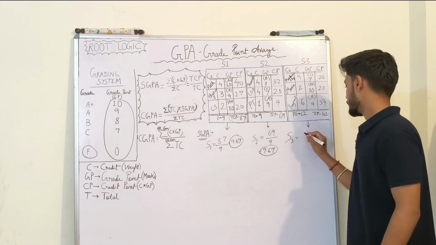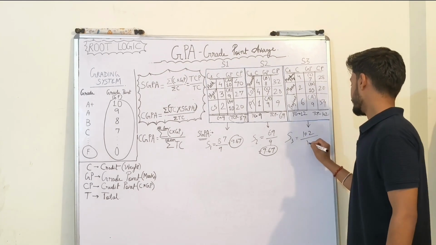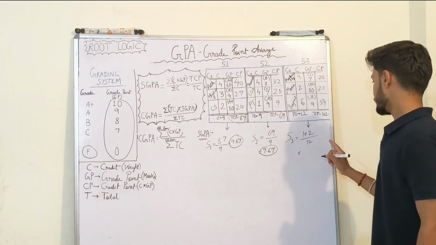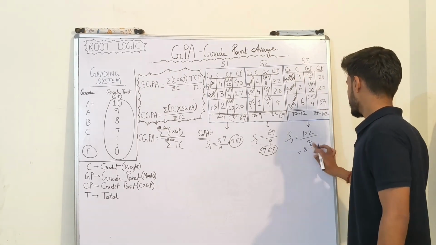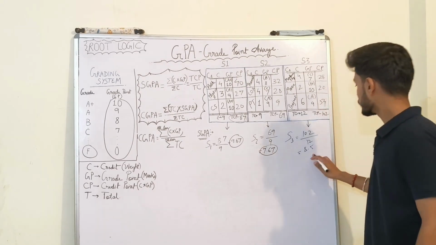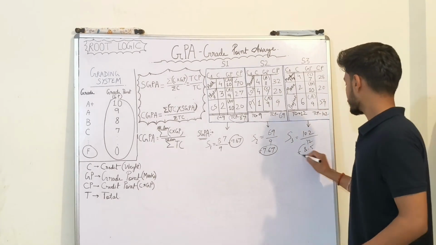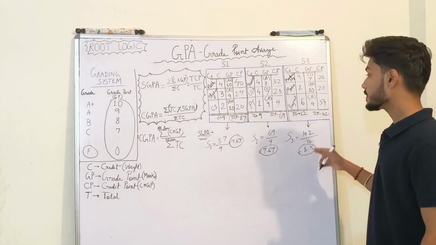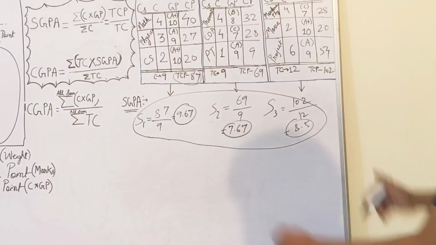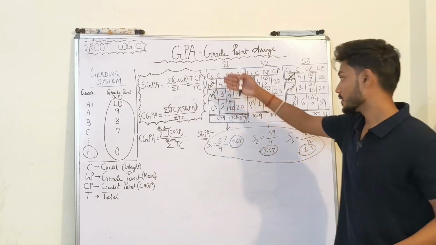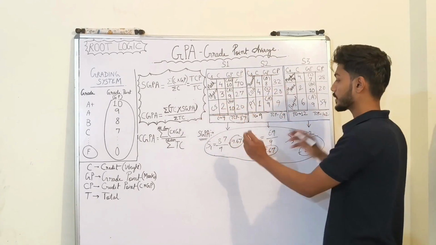102. It is coming out to 102. So what do we do? 102 divided by 12 will come out to be 8.5, right? Cool. So this is the SGPA of semester 3. So we have got all the SGPAs of our entire degree. Now for any number of courses, for any number of semesters, you can do this.